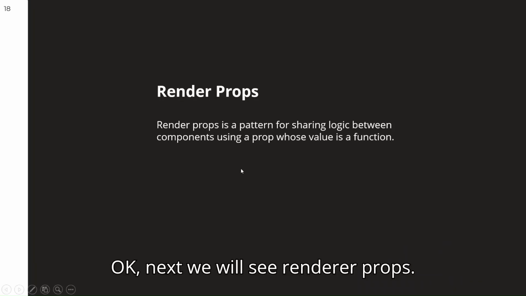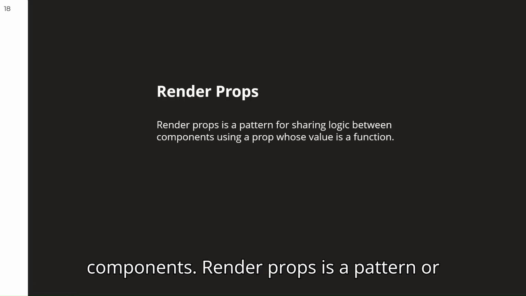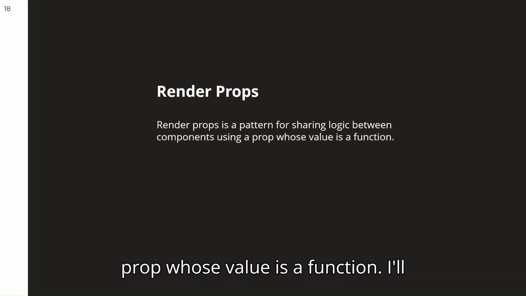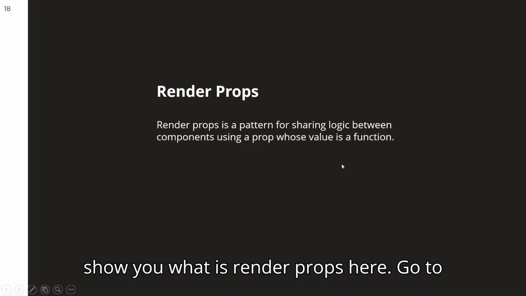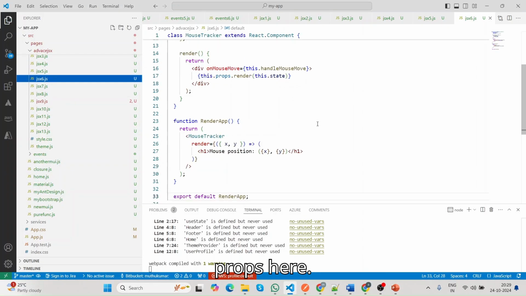Okay, next we'll see render props. Render props is one of the advanced JSX concepts. Render props is a pattern for sharing logic between components using a prop whose value is a function. I'll show you what render props is here. Go to JSX 6. You can see render props here.